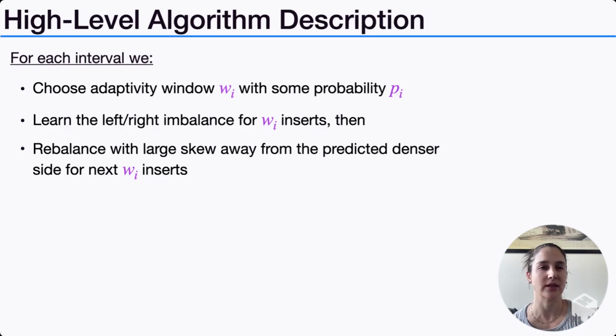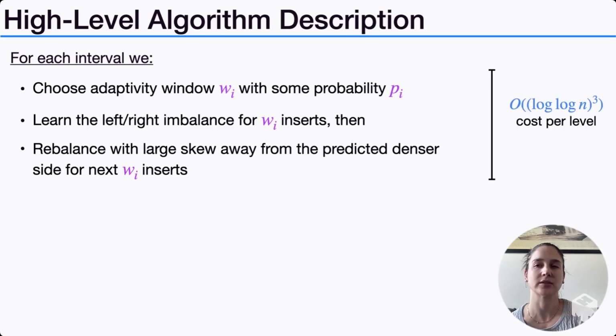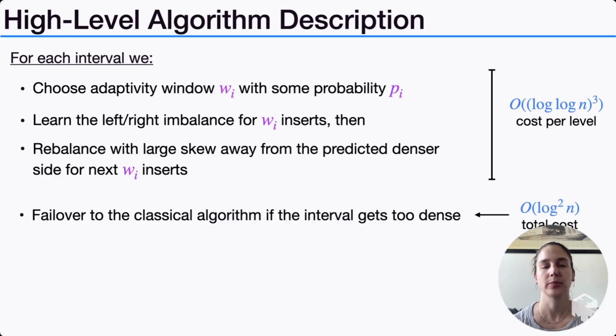So this is exactly how our algorithm works at a high level. We choose adaptivity windows according to some probability distribution that is carefully selected. We learn the left-right imbalance for this many inserts. And then for the next window, we rebalance with a large skew away from the side that is predicted to get more inserts. And this is all set up so that at a single level, this has log n cubed cost per element. And then we have log n levels, so that's where the log n factor comes from.